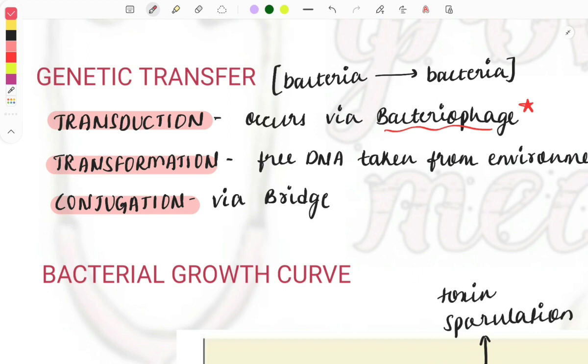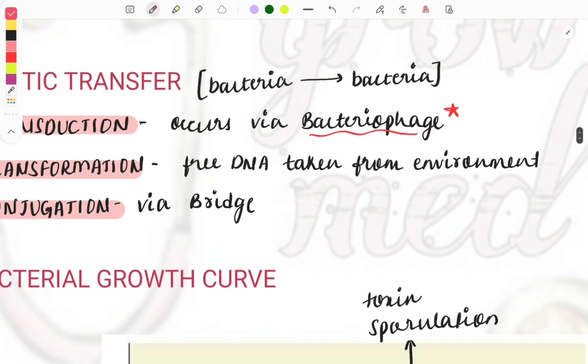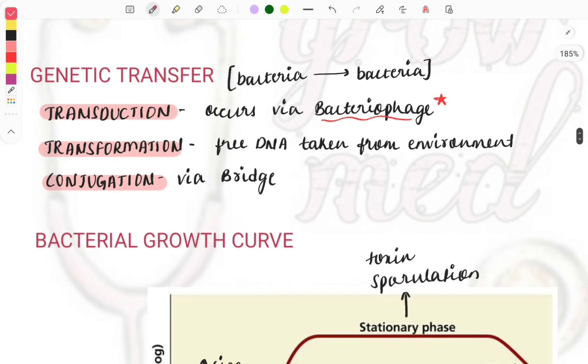Then transformation, where free DNA is taken up from the environment. Then conjugation is via the formation of a bridge. This is a cell and this is a cell. Between the two bacteria there will be formation of a bridge, and through it the genetic material is transferred. Usually this is seen with the plasmid, the F factor. The plasmid is transferred by the method of conjugation.